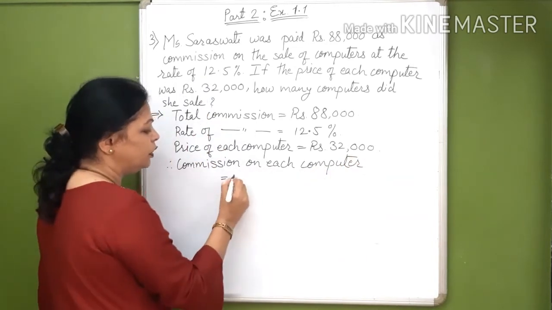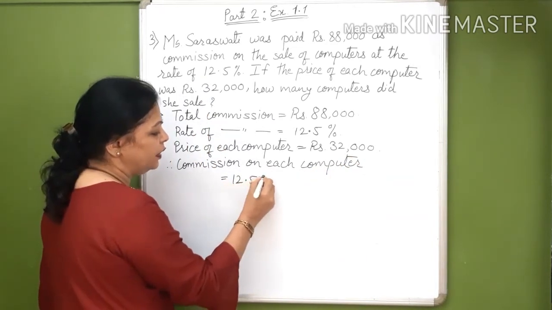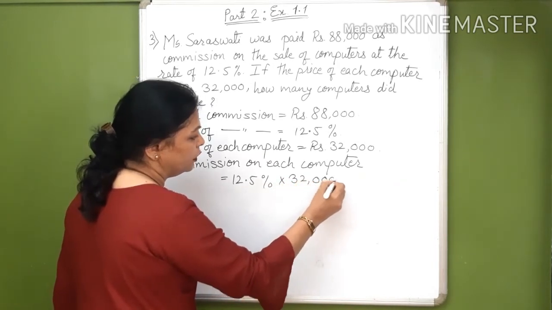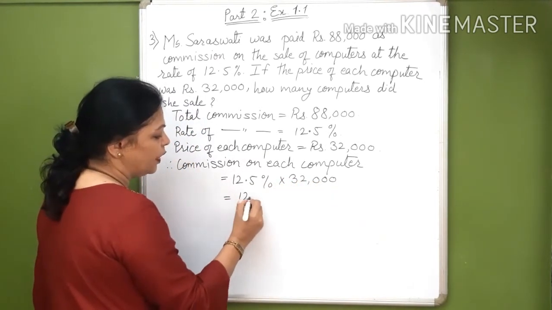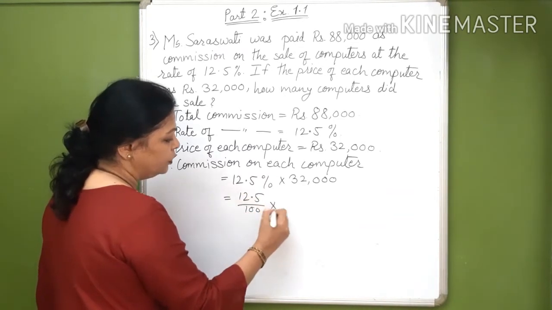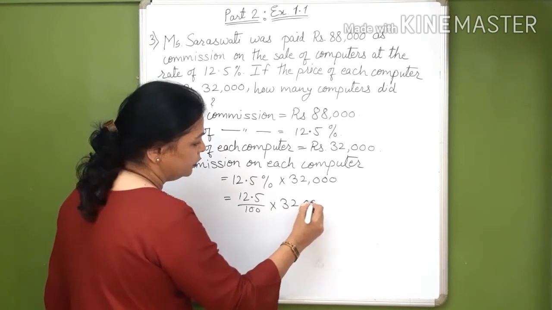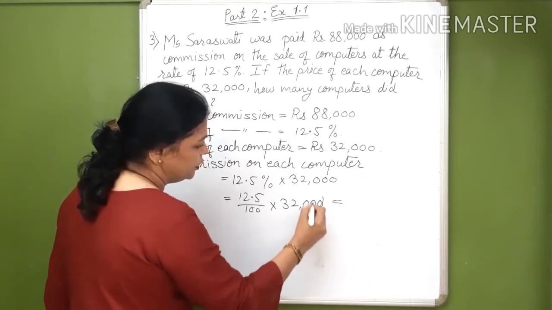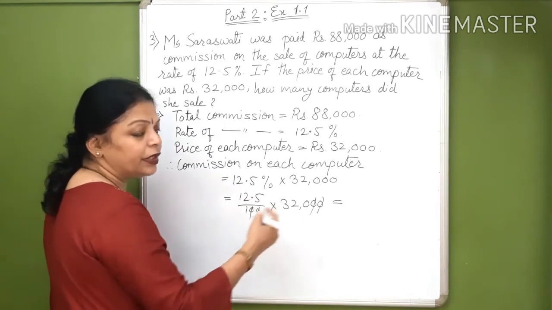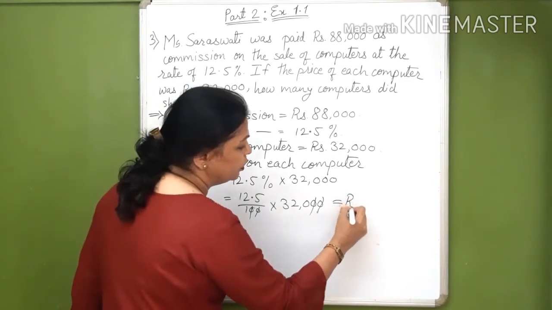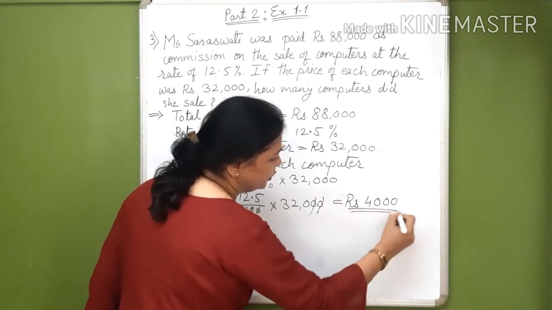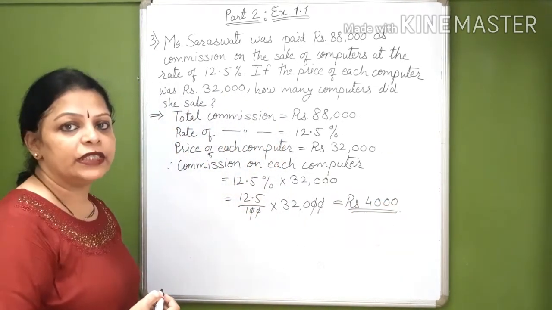So we write, therefore commission on each computer is equal to 12.5% into 32,000. So that is 12.5 upon 100 into 32,000. So these zeros go with this. So 12.5 into 320. That comes to equal to 4,000. You can calculate and check.